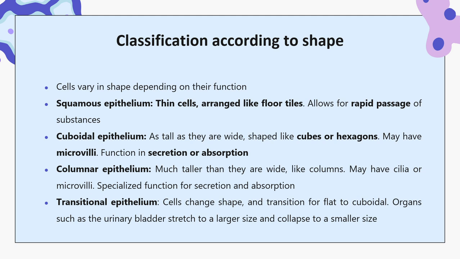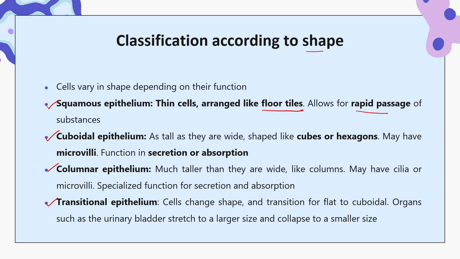Classification of epithelial tissue according to shape: we have seen that they are classified as squamous epithelium, cuboidal epithelium, columnar epithelium and transitional epithelium. Squamous epithelium means the cells look like floor tiles, and their function is rapid passage of substances. They allow rapid passage of substances. This is the function of squamous epithelium.